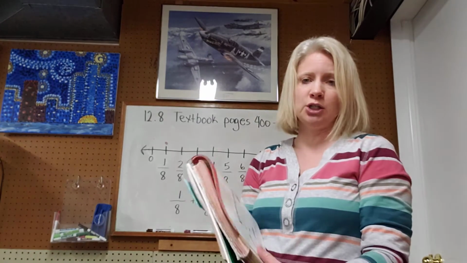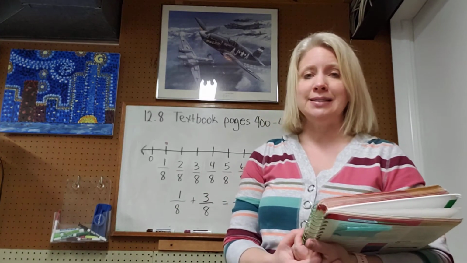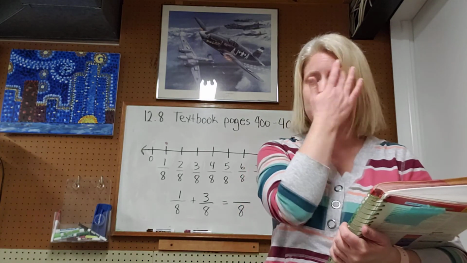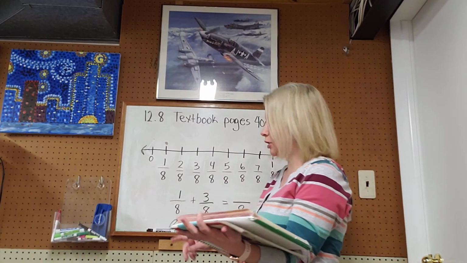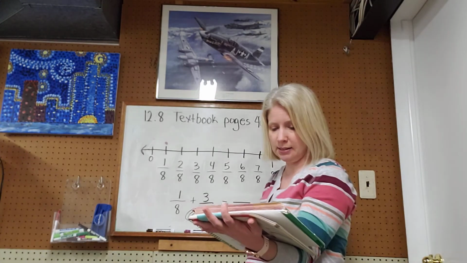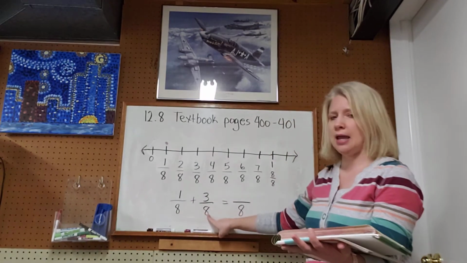When you're adding fractions with the same denominator, all you need to do is add the top numbers. The bottom will stay the same. So let's look at the example. It wants you to look on the number line. On page 400, it's asking you to add 1/8 plus 3/8.